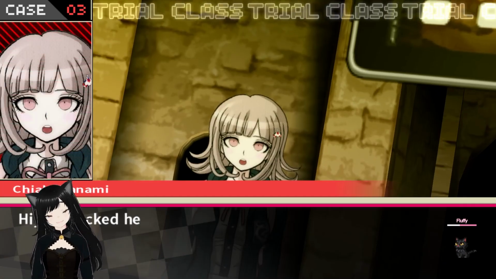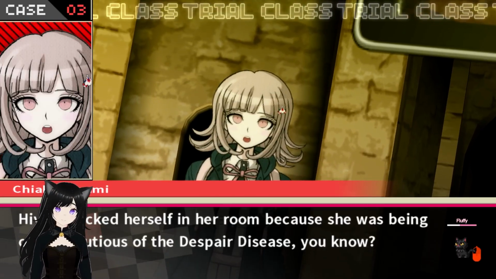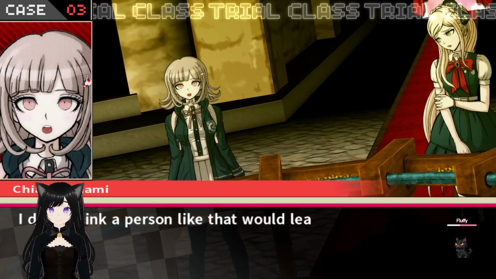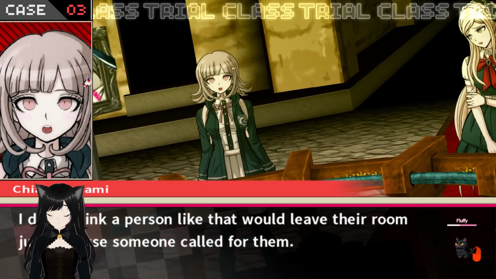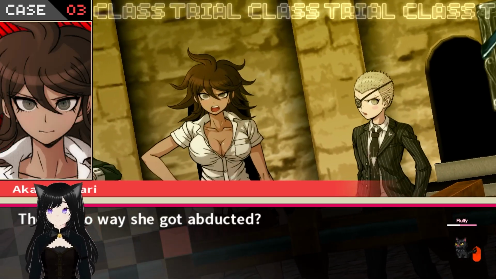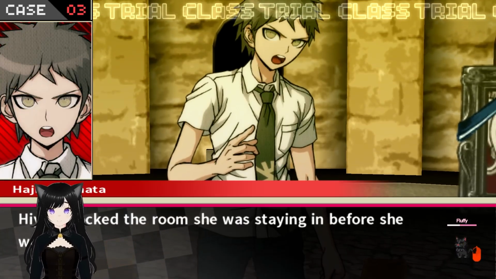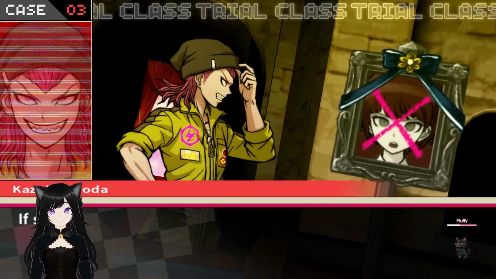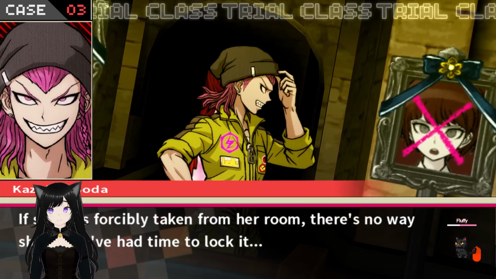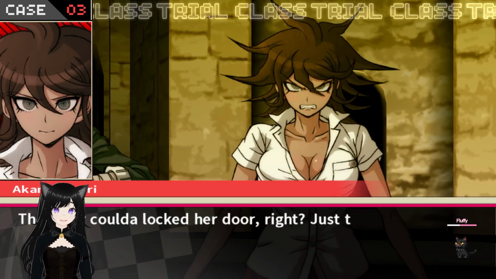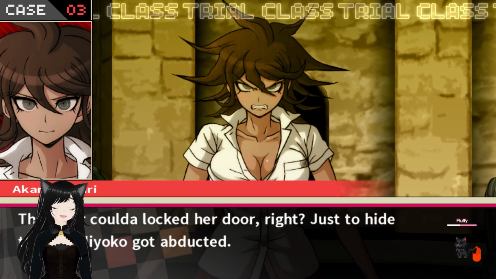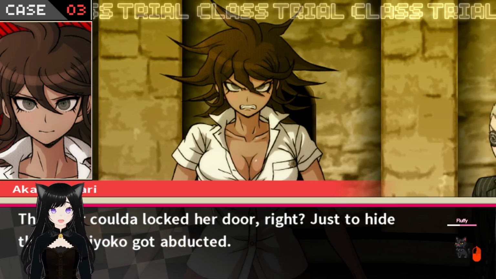So about that. Hyoko locked herself in her room because she was being overly cautious of the despair disease, you know? Yeah. I don't think a person like that would leave their room just because someone called for them. No. There's no way she got abducted? Hyoko locked the room she was staying in before she went out. Yes. If she was forcibly taken from her room, there's no way she would have had time to lock it. Yeah, I mean, unless the killer locked the door and went back, right? Just to hide the fact Hyoko got abducted. Except the key was hidden on her person.